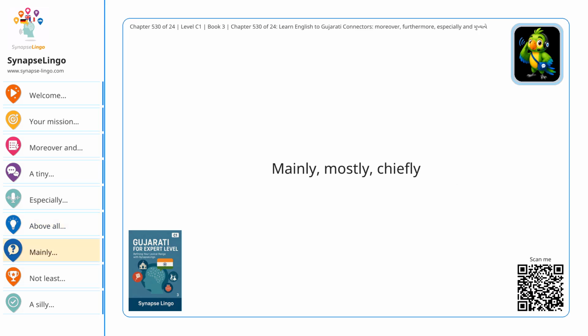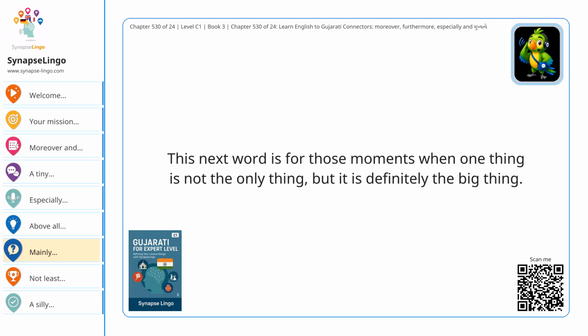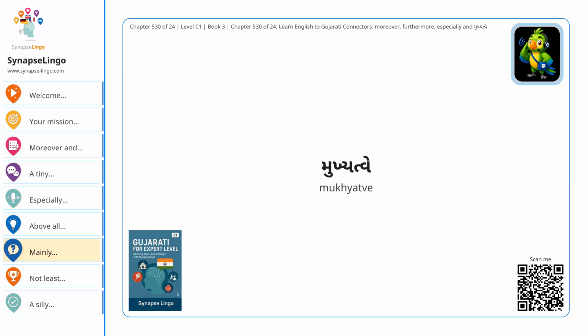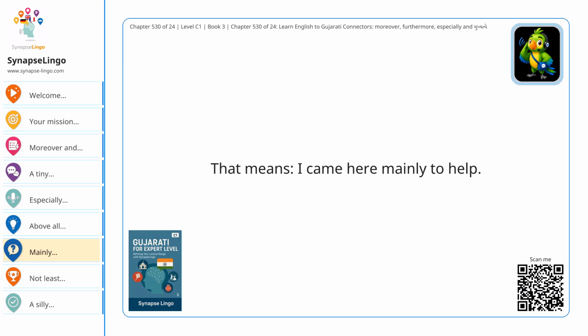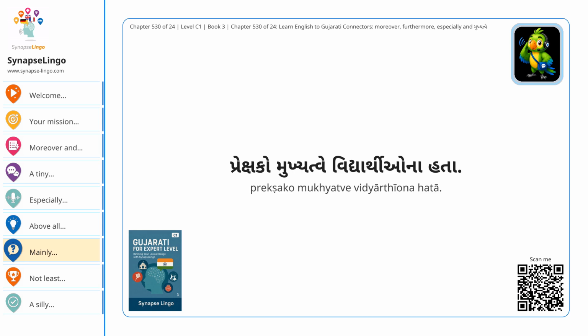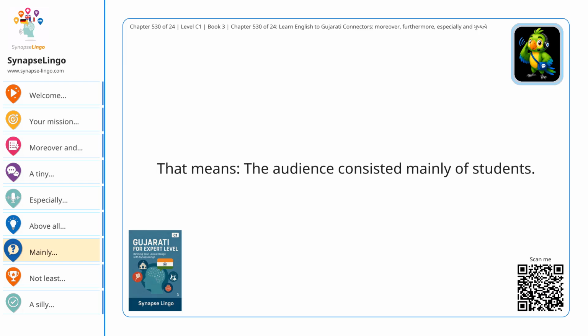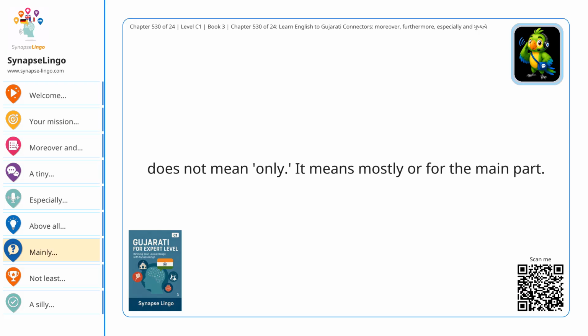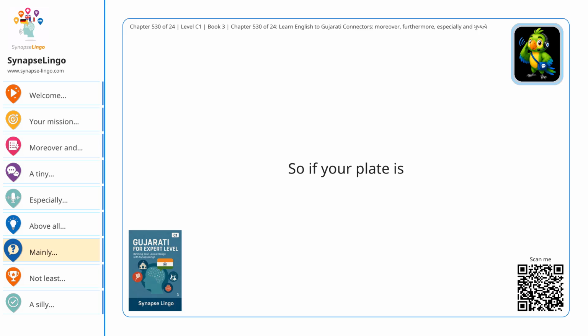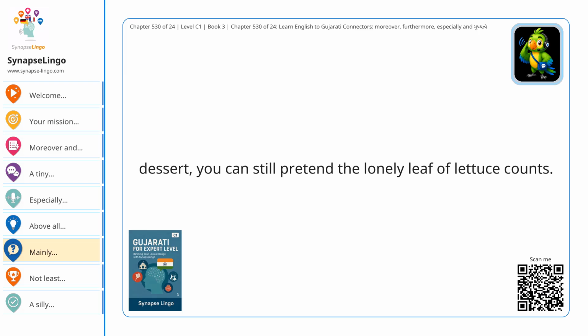Mainly, mostly, chiefly. This next word is for those moments when one thing is not the only thing, but it is definitely the big thing. Mainly is મુખ્યત્વે. Example: હું અહીં મુખ્યત્વે મદદ કરવા આવ્યો હતો. That means, I came here mainly to help. Example: પ્રેક્ષકો મુખ્યત્વે વિદ્યાર્થીઓના હતા. That means, the audience consisted mainly of students. Important tip: મુખ્યત્વે does not mean only. It means mostly or for the main part. So if your plate is મુખ્યત્વે dessert, you can still pretend the lonely leaf of lettuce counts.